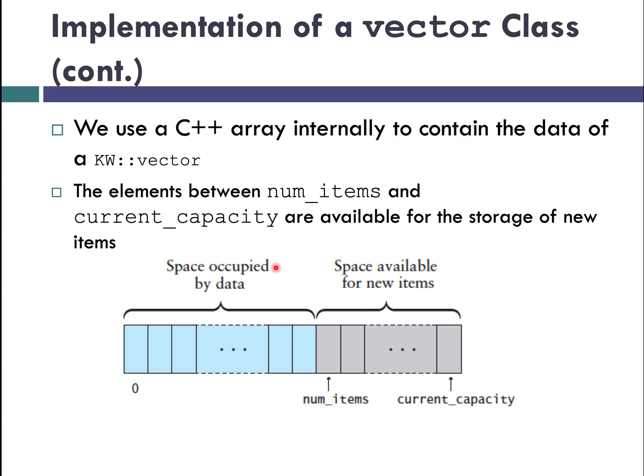Again, we've got to use something that's available in our hardware, and a C++ array is probably the closest thing we have to hardware. The way this will look is, here's a bunch of elements that we currently have. We have this filled up to num items. Here's our current capacity, and we can keep adding items until we get to our current capacity.